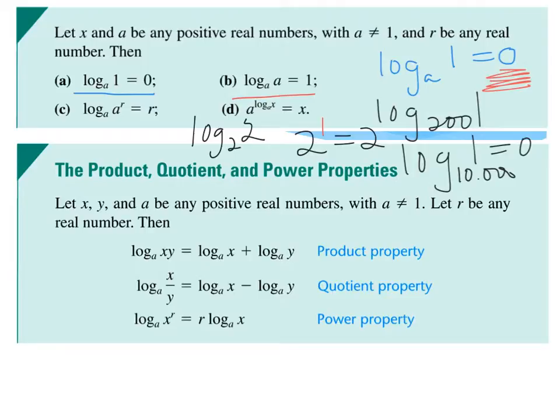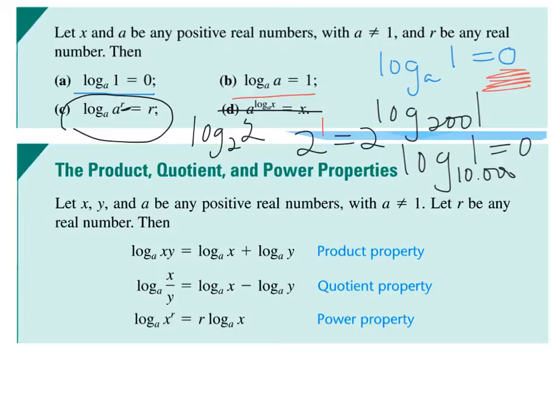I don't want you to focus too much on this property here, but I do want you to look at this property here. And this property says that if we have an exponent, the way we can get that exponent isolated is to take a log of both sides. And we'll be using that idea when we solve equations.